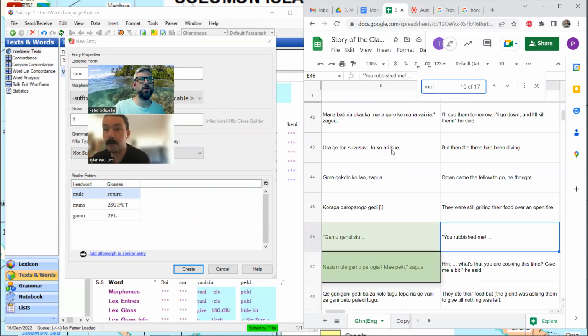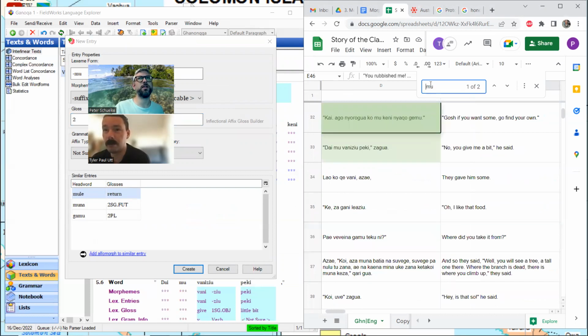Blank space in. Yeah, so that's part of a word. Just do a space before. Yeah, we get it twice. Mu Kenny, go find your own. Move on is you. No, you give a bit, he said. In that case, he is talking about 2 plural.